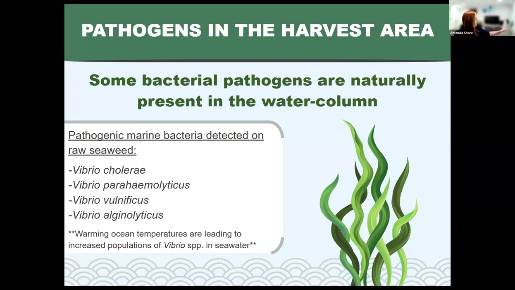Not only are they currently detected sometimes on seaweeds, it's likely that these pathogens may be more problematic in the future with ocean warming, because ocean warming leads to increased populations of Vibrios where they are already established, as well as in some cases allowing certain species of Vibrios to now exist in waters that used to be too cold to support their growth.